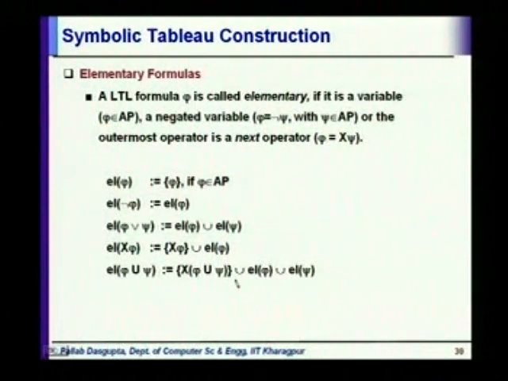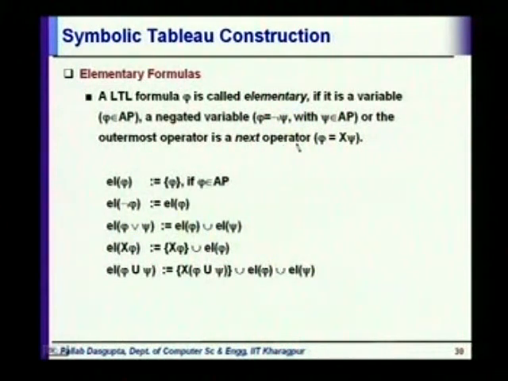To study the tableau construction, we will first define what are called elementary formulas. An LTL formula phi is called elementary if it is a variable belonging to the set of atomic propositions, a negated variable belonging to the set of atomic propositions, or the outermost operator is a next operator. So these are the elementary subformulas.